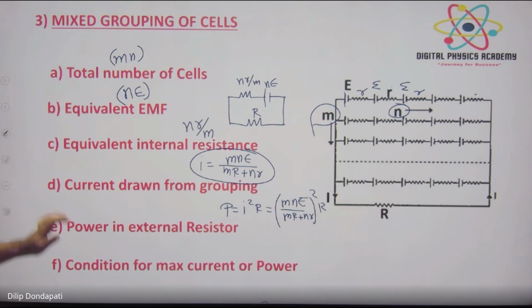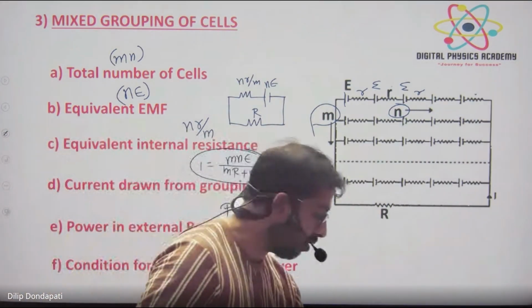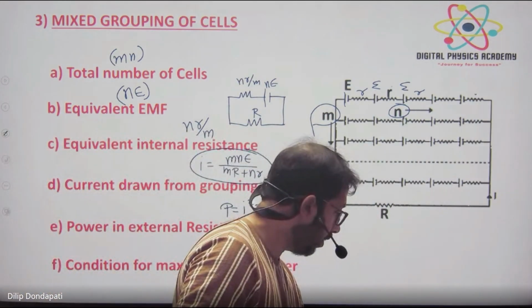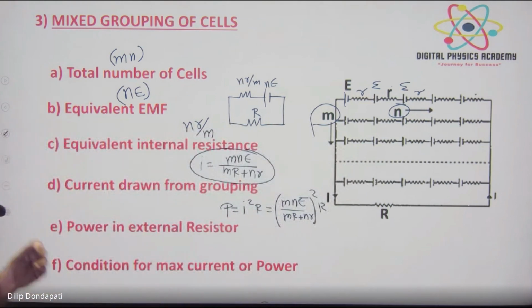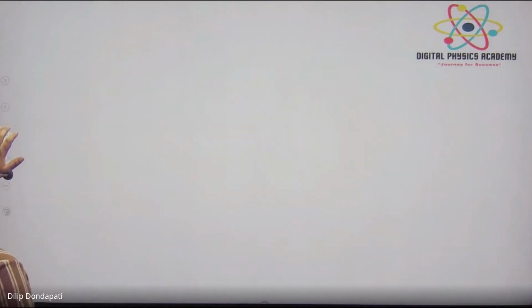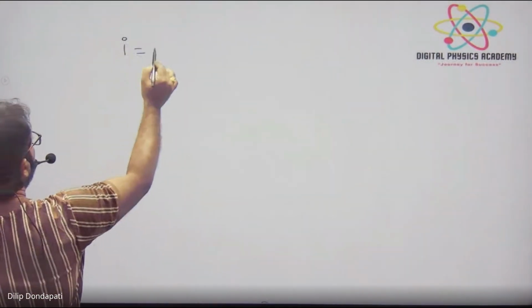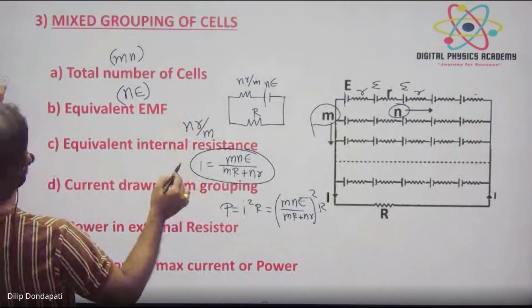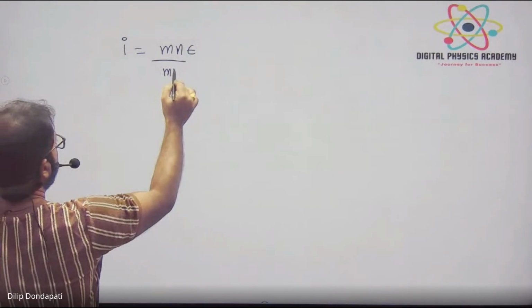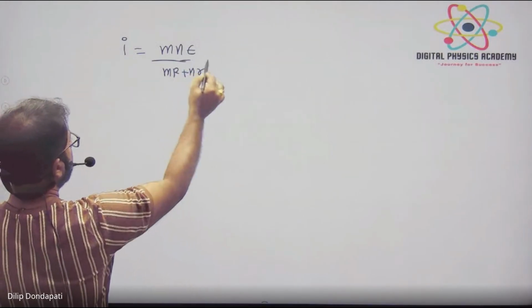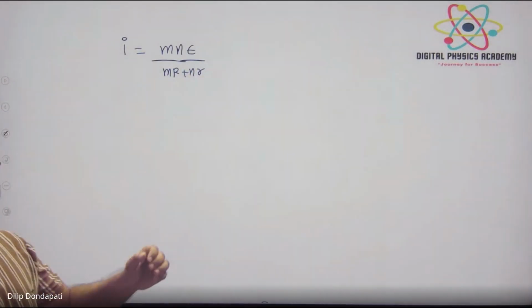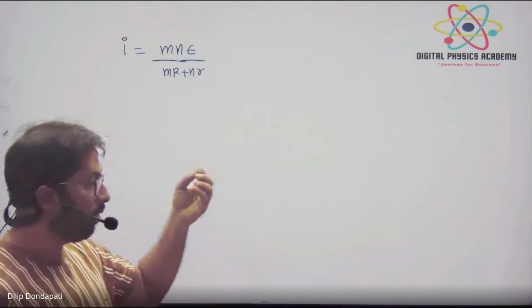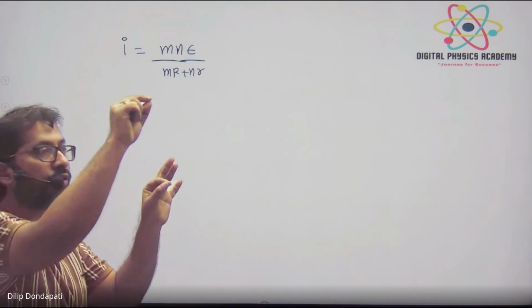Next one is the condition for maximum current or power. Very important. Condition for maximum current or power. We got the expression for current: I is equal to mnE by (mR plus nr). That is the current we got. I want maximum current. Under which condition will the current flow maximum?